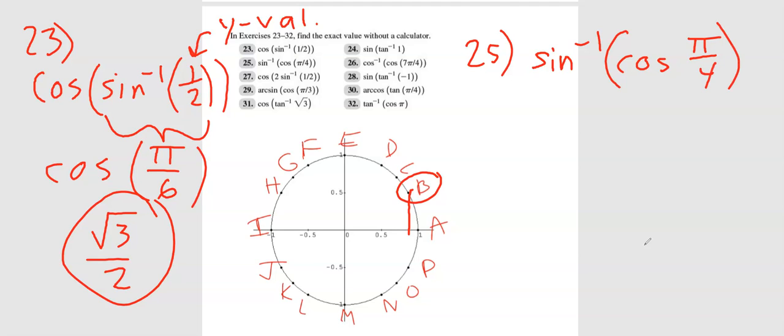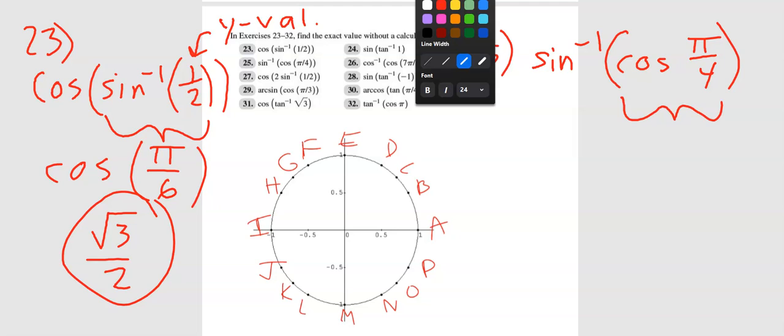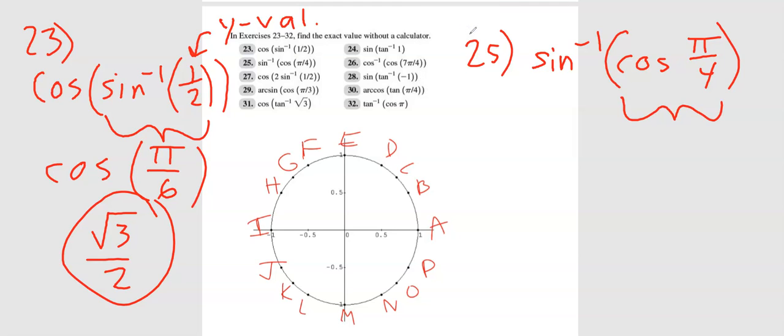Okay, how about this? What is the cosine? Start with the inside. What is the cosine of pi over 4? Pi over 4, which letter is that one again? C, right? All right, so we're here at letter C. What's the cosine? That's an x value, right? It is radical 2 over 2, that's right.